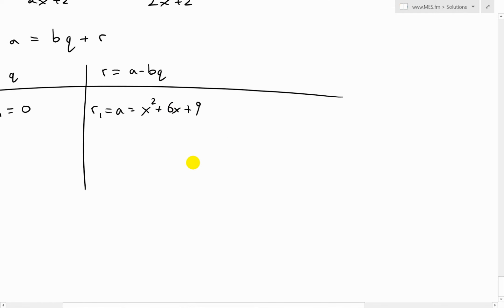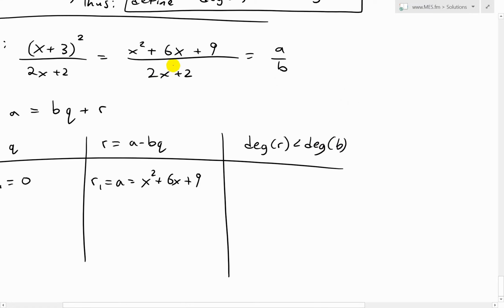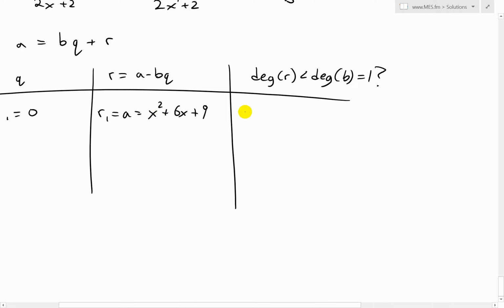that. And now we do the check: is the degree of r less than the degree of b, like this? And in this case here, the degree of b is 1. That's just 1. Is it? And this is the question. So then we check here, the degree of r1 equals 2, which is greater than 1. So we do no right here.